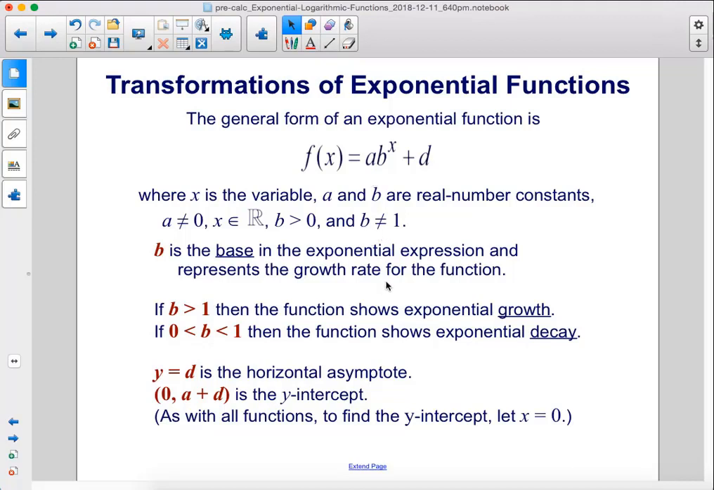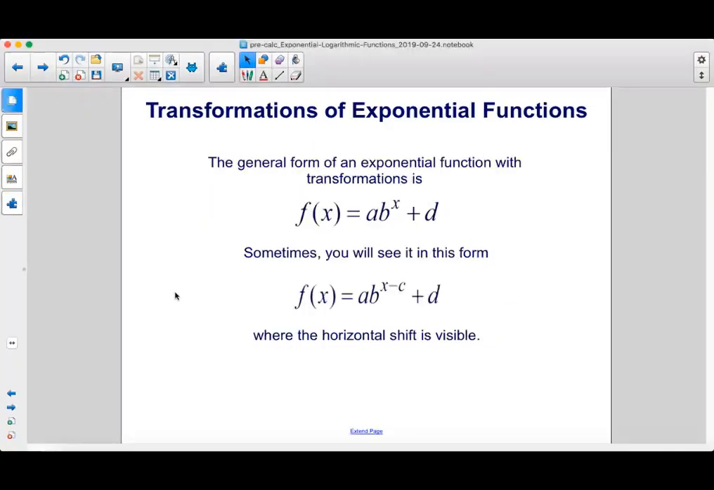b is the base in the exponential expression and represents the growth rate for the function. If b is greater than 1, then the function shows exponential growth. If b is between 0 and 1, then the function shows exponential decay. y equals d is the horizontal asymptote. 0, a plus d is the y-intercept. As with all functions, to find the y-intercept, you just let x equal 0.